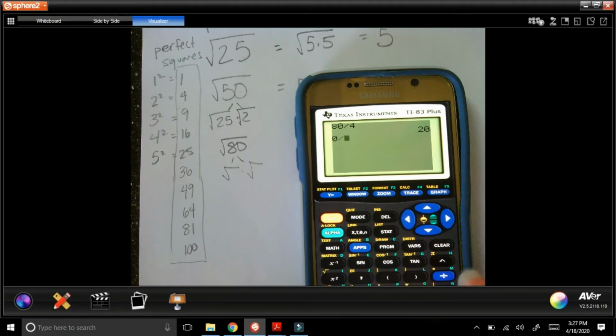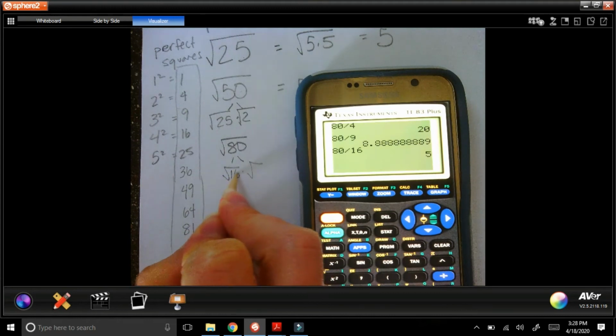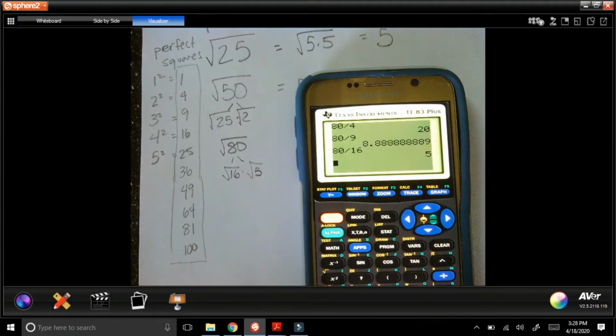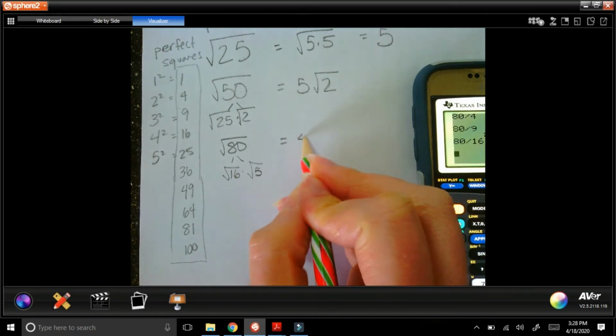So 80 divided by 9, oops, I know that that won't work, but just in case, you can always check that and find that it doesn't divide in evenly. But if I try 80 divided by 16, that goes in 5 times. So I'm going to break the square root of 80 into the square root of 16 times the square root of 5. The square root of 16 is 4.